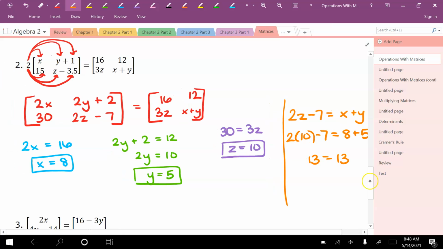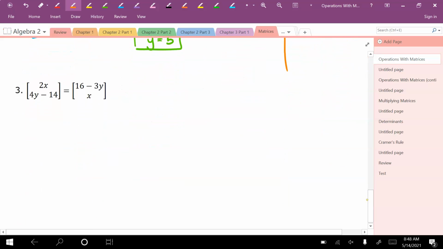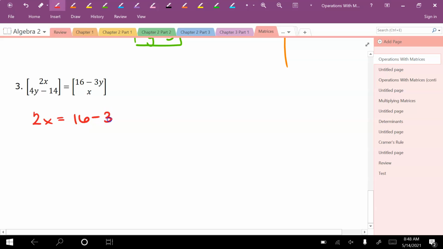Now if we look at this third one, no matter how you set this up, you're going to have more than one variable given to you in both equations. So when I set 2x equal to that 16 minus 3y, and when I set 4y minus 14 equal to x, both of these equations have the x and the y value. What I'm going to do is use substitution to help me solve for one of the variables first, so that I can then go back and solve for the other one. So substitution, remember, means that you take one of the equations and you solve it for one of the variables.